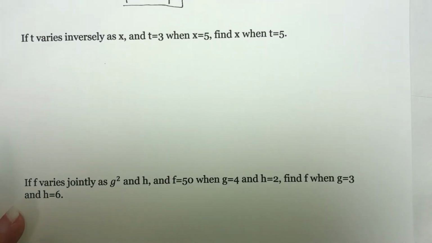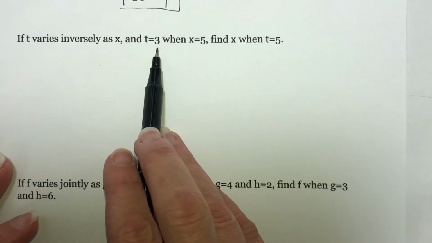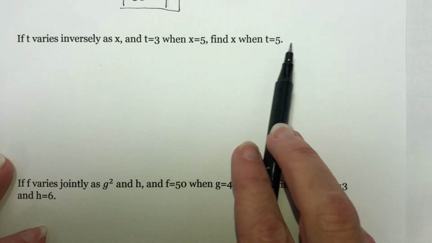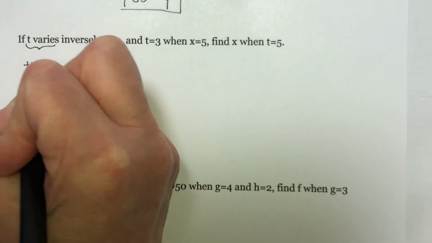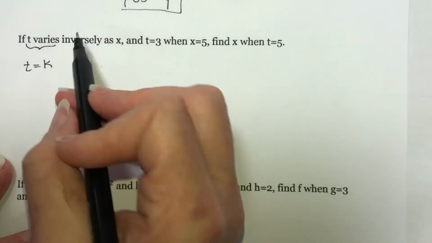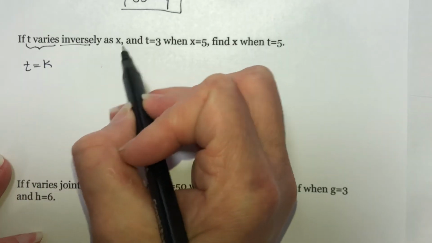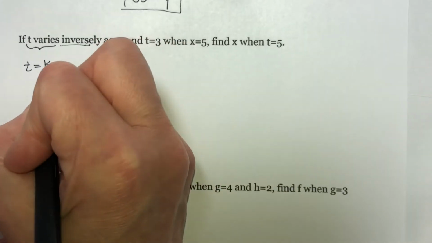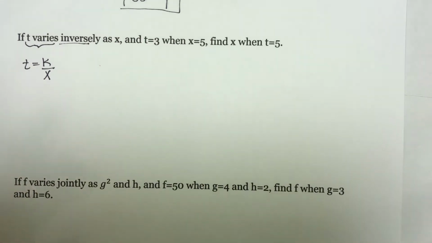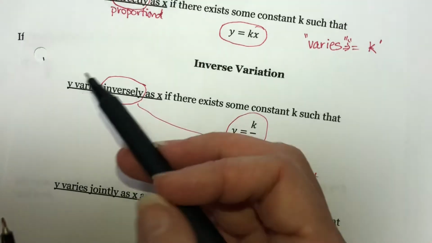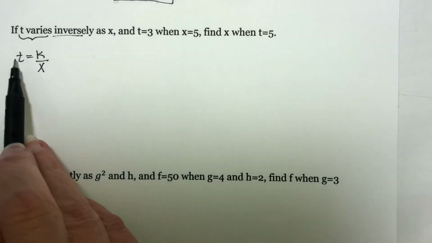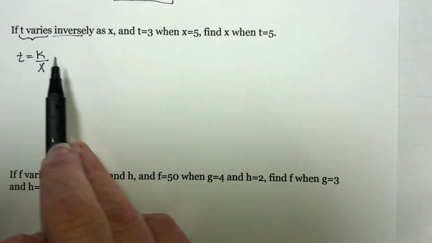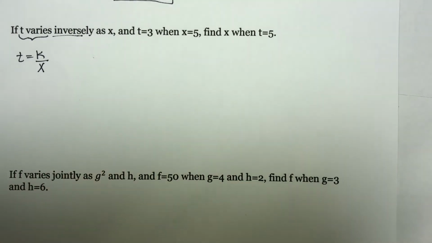If t varies inversely as x, and t equals 3 when x equals 5, find x when t equals 5. Okay? If t varies, so that tells me t equals k. Inversely tells me that this next variable, which is x, is going to go underneath the k. If you compare it to here, we had y and then x, and the x went in the bottom. Here we have t and x, and the t is in the same position as the y. The x is, of course, in the same position as the x. So that's our starting equation, starting formula.